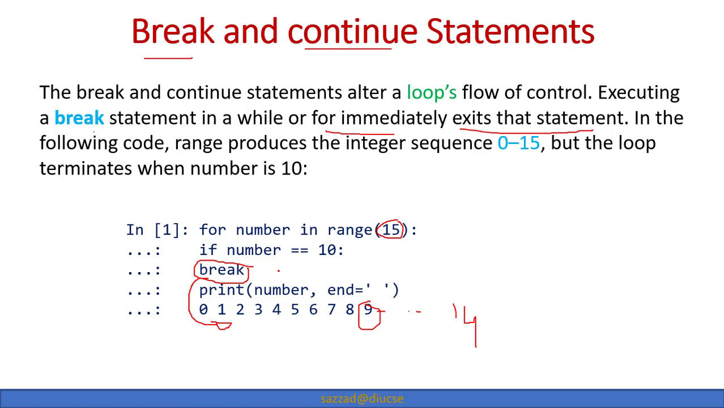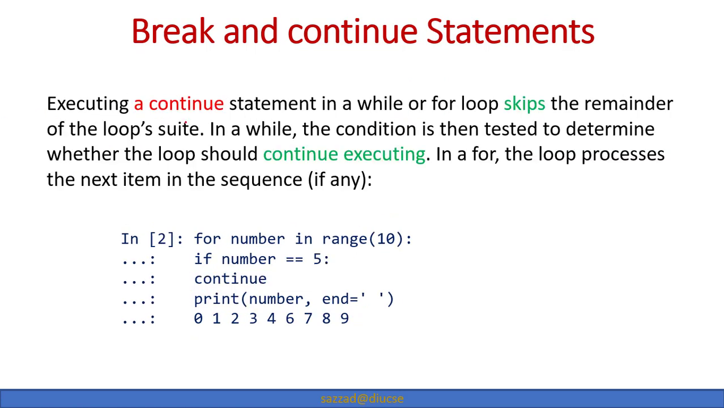So let us see the use of continue. Executing a continue statement in a while or for loop skips the remainder of the loop suite. In a while, the condition is then tested to determine whether the loop should continue executing. In a for, the loop processes the next item in the sequence. So if we use for, and say if number is equal to 5 then continue, it only skips 5, but it will print all the other values from 0 to 9. So that's how continue works.